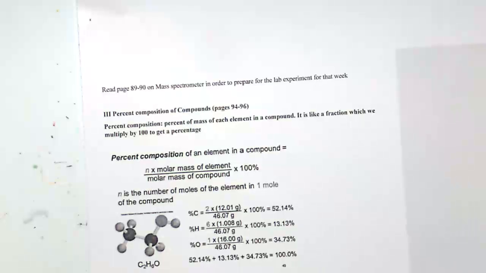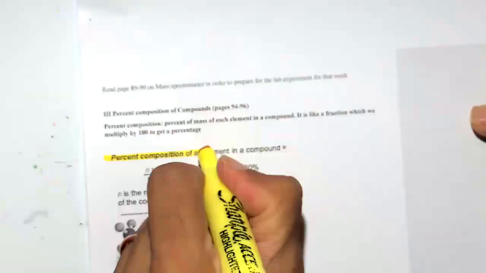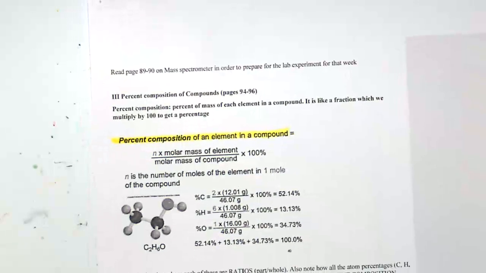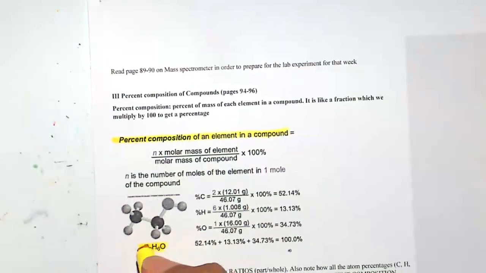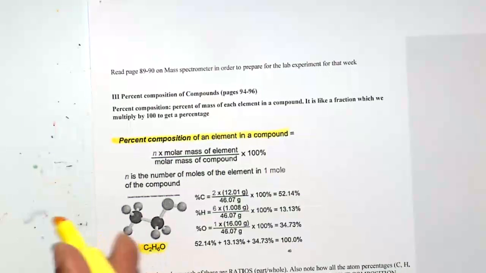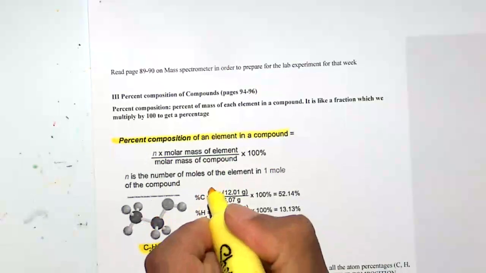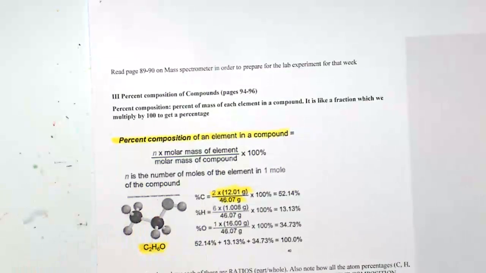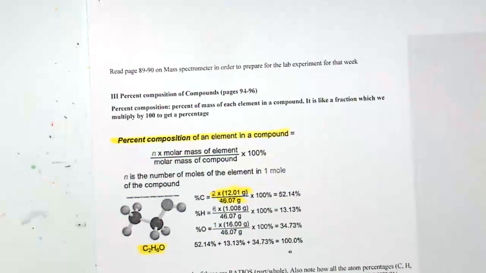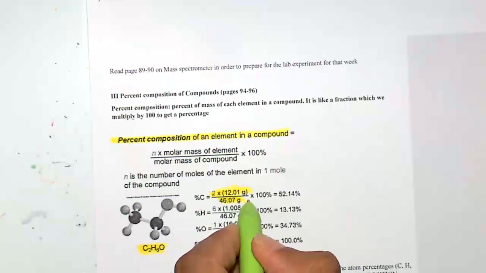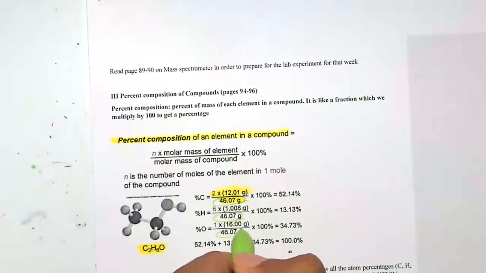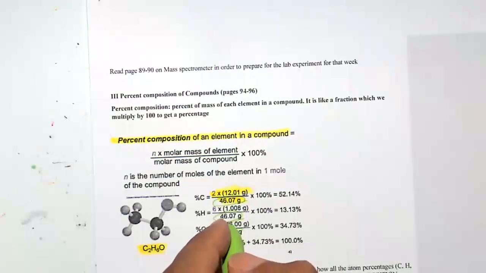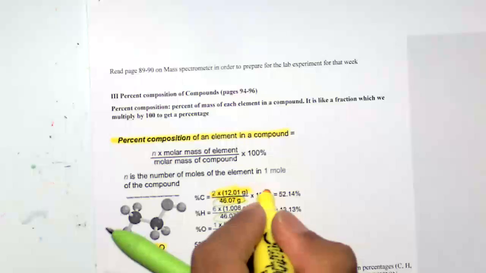All right, percent composition. If you take C2H6O, this is called ethanol. How much percent carbon is in ethanol? You see what they did? They took 2 times 12.01 and divided it by 46.07, part over whole. Where do you think the 46.07 denominator comes from? It's the molecular weight. And we get a percentage by multiplying it by 100.